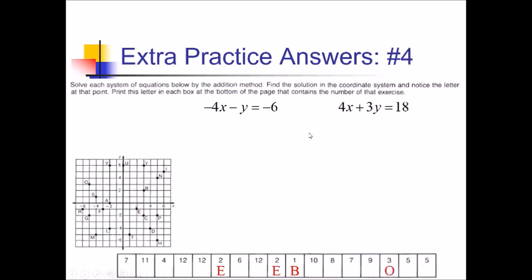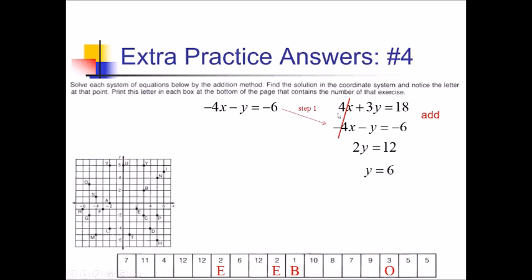On this problem, I see that I have a negative 4x and a positive 4x in these systems of equations. So if I just rewrite this first equation down here and add these together, immediately my 4x's cancel out. Then I've got 3y plus negative y, which is 2y, and 18 and negative 6 adds up to 12. Dividing both sides by 2, we've got y equals 6.